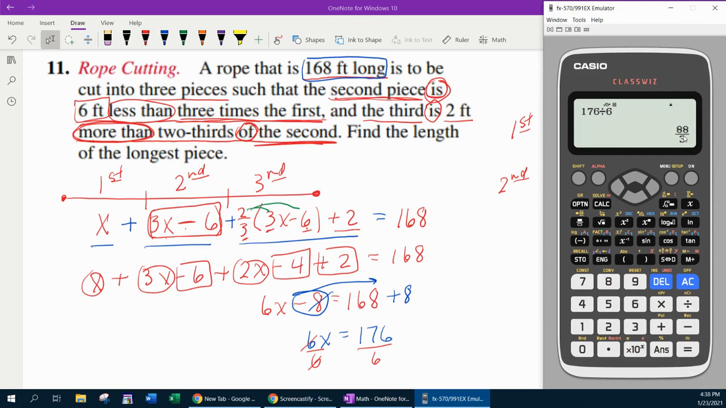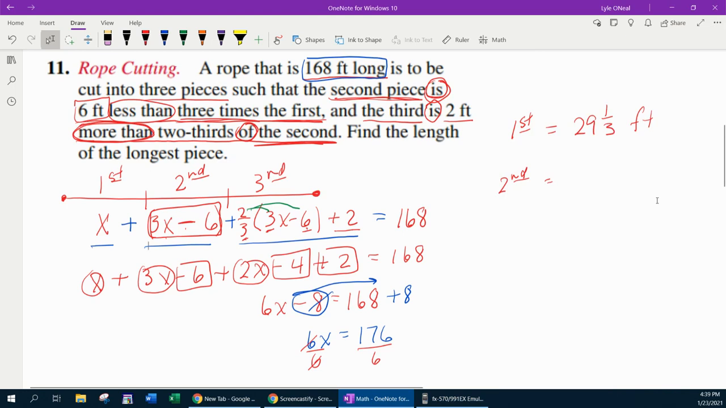I want to actually go back and use the 88/3 for this. Plugging in for x, that's going to be 3 times 88/3 minus 6. Now, do you see what I did there? I took the length of the first piece and I plugged it in for x into this expression for the second piece. 3 times 88/3 minus 6 equals, now that is going to be the length of the second piece, 82 feet.